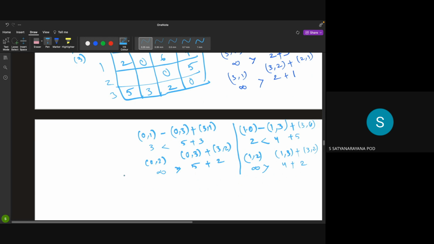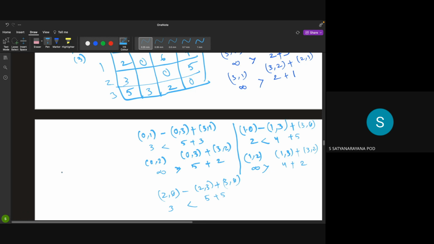So we have 2 to 0. We are trying whether 2 to 0 can be better via 3. What is the next one? 2 to 3, then 3 to 0. Yes, 3 to 0. So here it is 3 is there. Here it is 5, 2 to 3, and 3 to 0 also 5. But this is a better value. We try to update this.